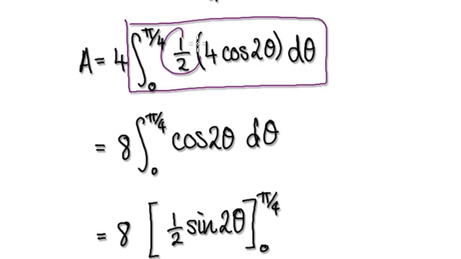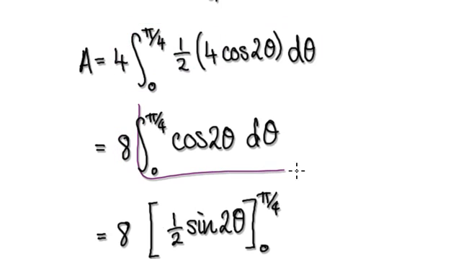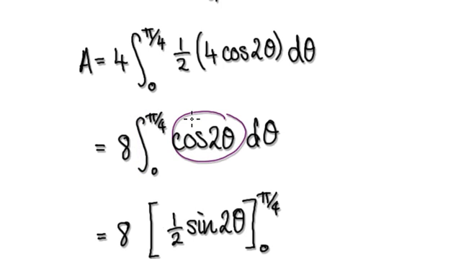So this is a constant, and then take these 2 out. Take this and this out. It will give you an 8. So now it's just a matter of integrating this. So you should be able to integrate this by now.